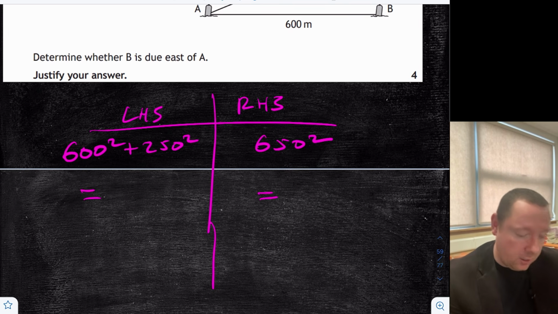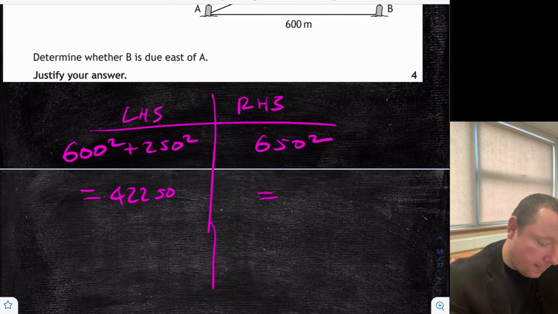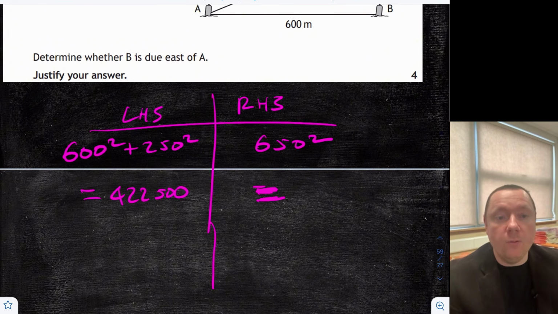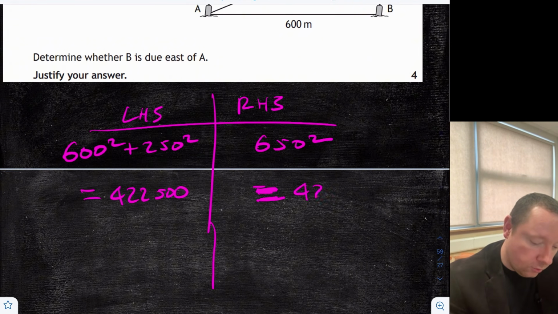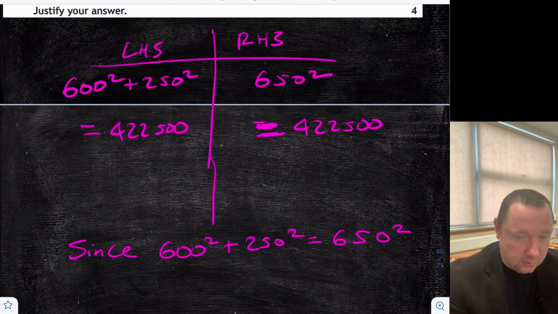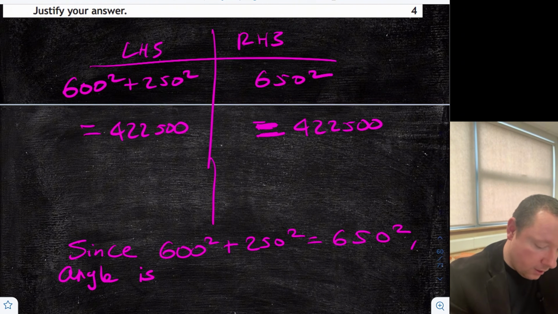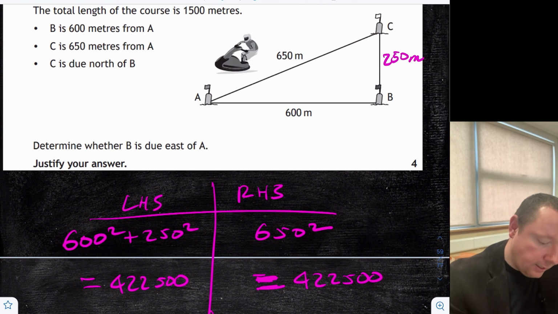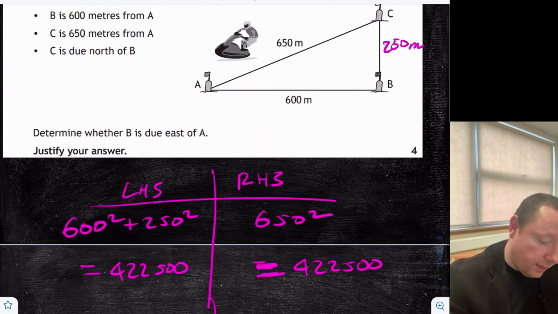So the first sum gives us 422,500, and 650 squared, if you work that out in a calculator, also gives you 422,500. So then you can say, since 600 squared plus 250 squared equals 650 squared, then the angle is a right angle. So we could then write what we're trying to say. A is east of B. B is east of A, sorry.